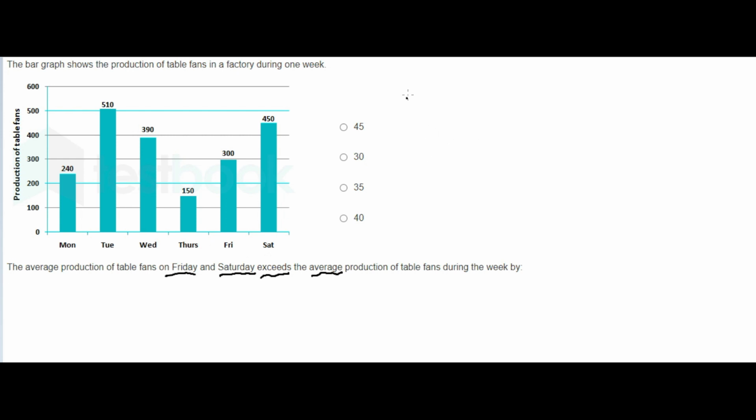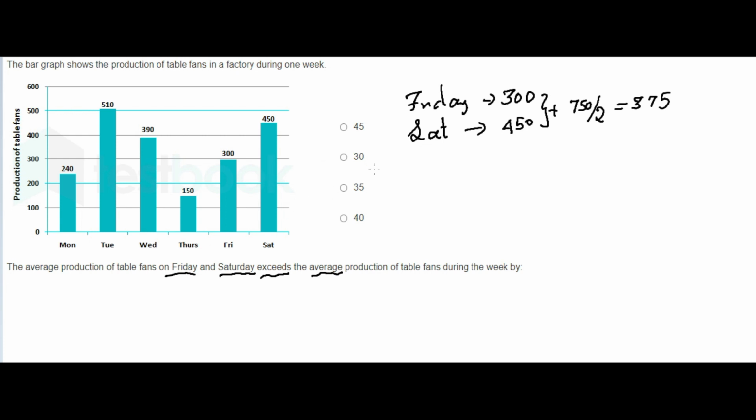What about the Friday? If you take the Friday, the production is about 300. Is it right? And the Saturday, how much do you get? It's about 450. So in total you will get 750. Okay, 750 divided by 2 is the average. Two values are available, so divide by 2, which is equal to 375.